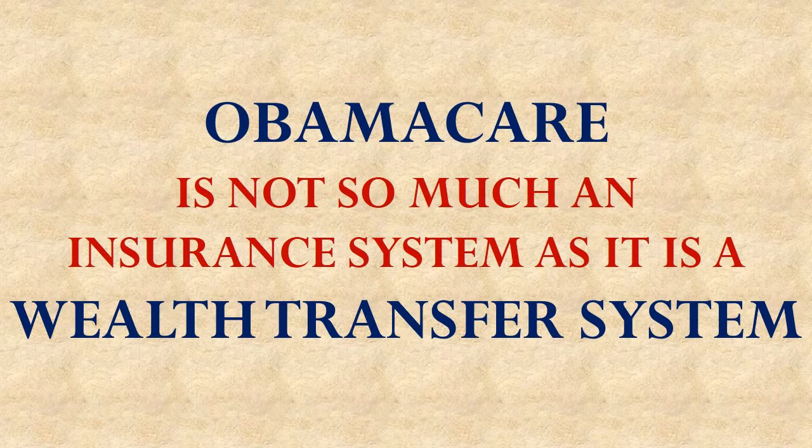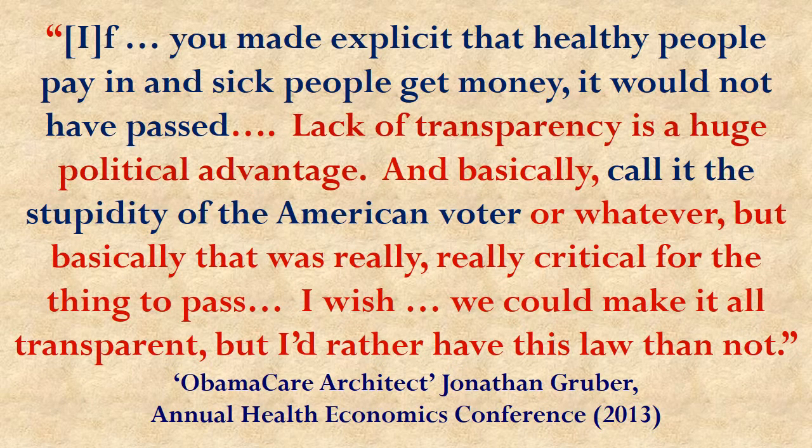Now, this isn't just my judgment of how this works. Jonathan Gruber, economist at the Massachusetts Institute of Technology, who is oftentimes described as the architect of Obamacare, the guy who helped the people in government who actually created this law figure out how to create it. He said, if you made explicit that healthy people pay in and sick people get money, it would not have passed. In other words, he said that even though this is what it was really set up to do, they couldn't tell people that at the time they were passing it, otherwise they wouldn't have supported it. And he said that's because of the stupidity of the American voter.